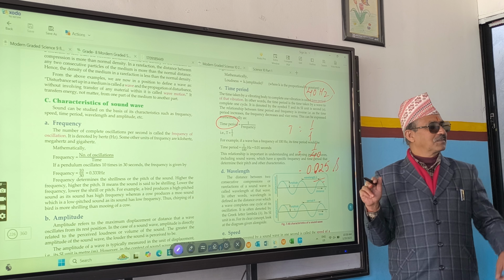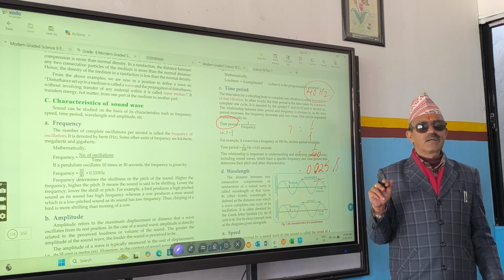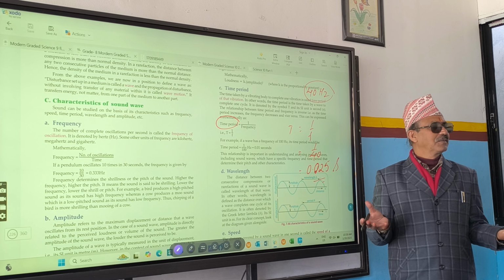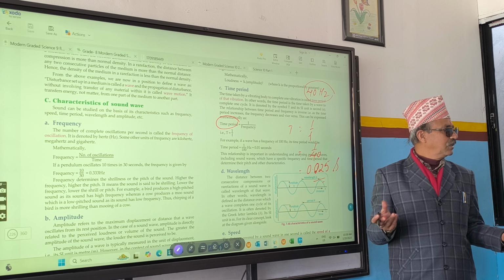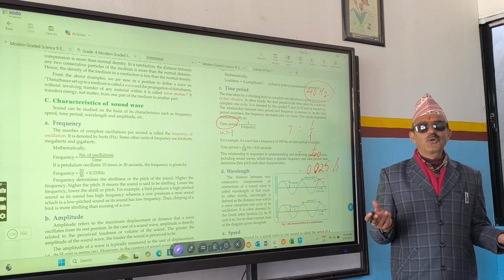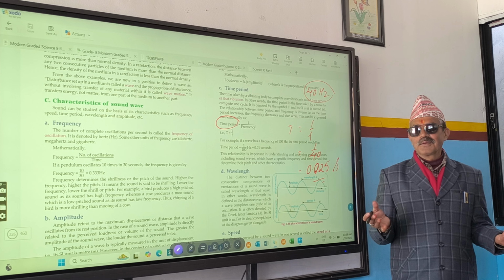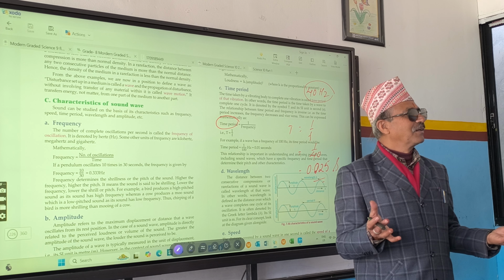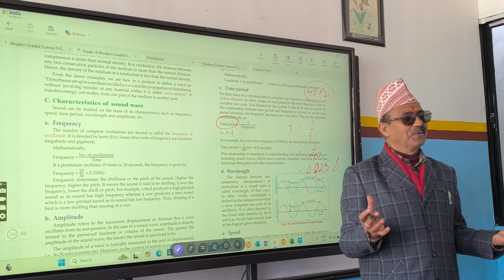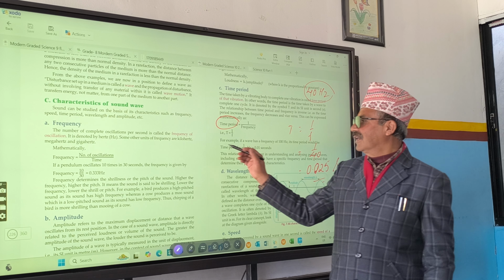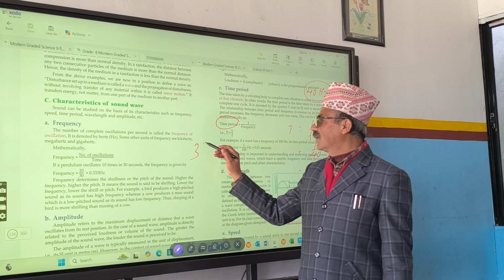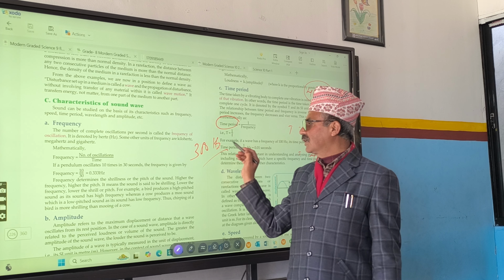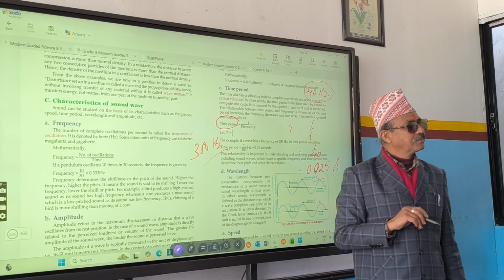Again, confusion. Use the calculator once. Yes, I know. Again, he is confused. Now I'm okay. Oh, now I know. Okay. Then you tell me, if the frequency is 300 Hz, then find out the time period.